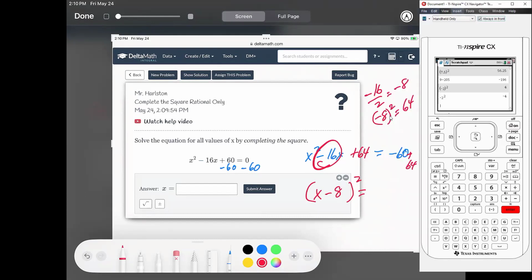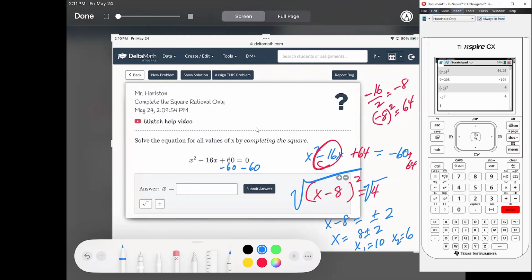plus 64 is going to be, what is it going to be? It's going to be a positive 4. So now we're going to take the square root of both sides, and this is going to be x minus 8 equals plus or minus 2. If you take the square root of 4, you get plus or minus 2, and then x is going to be 8 plus or minus 2. So our 2 answers are x1 equals 10 and x2 equals 6.